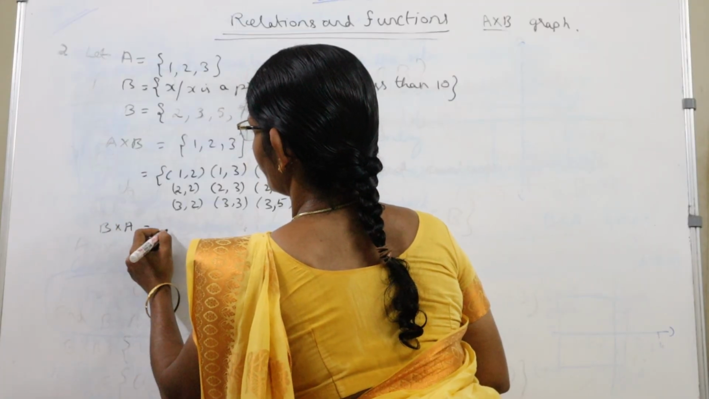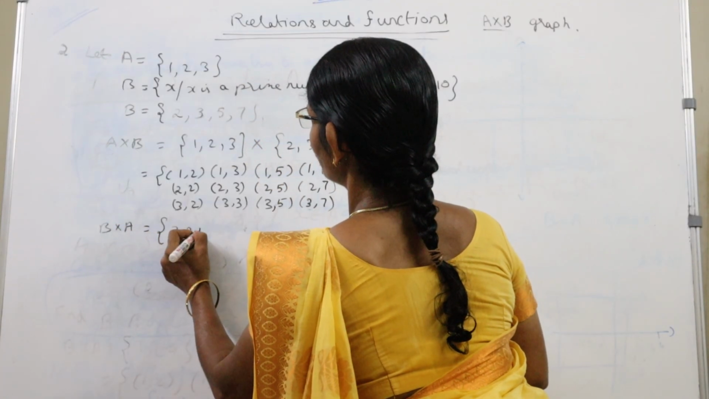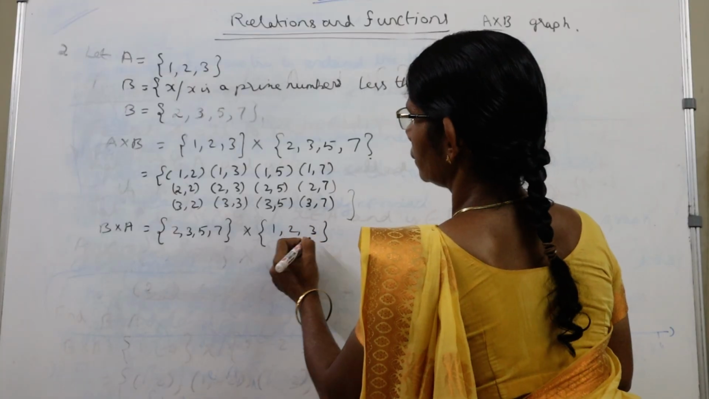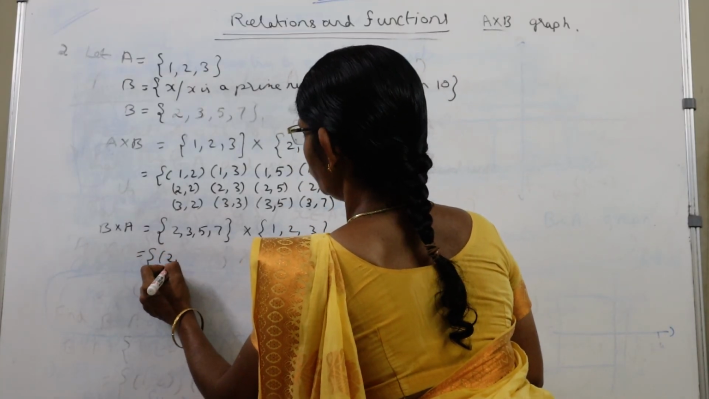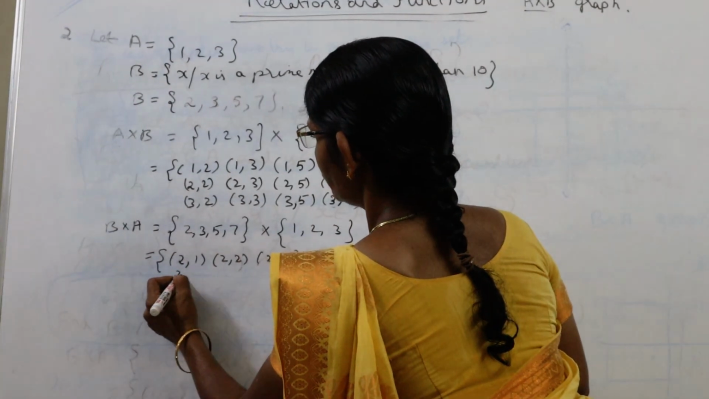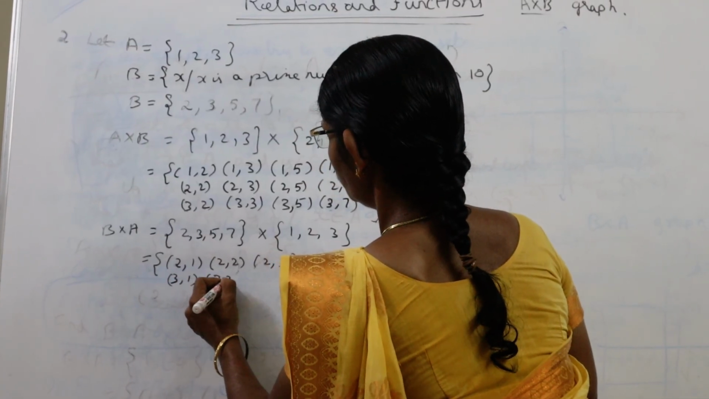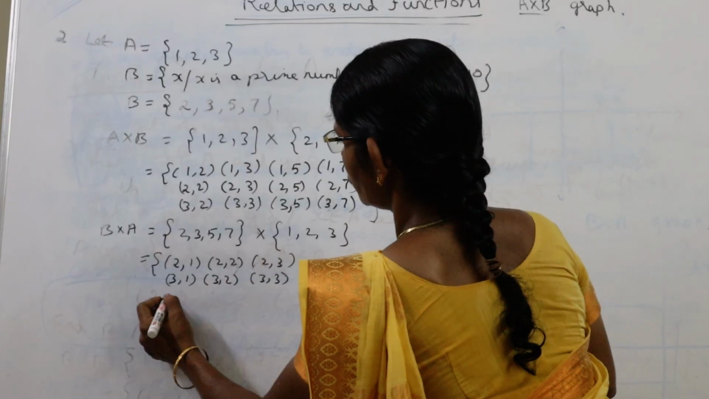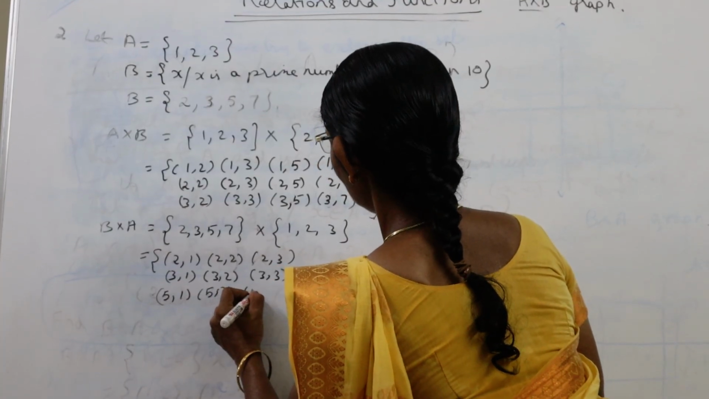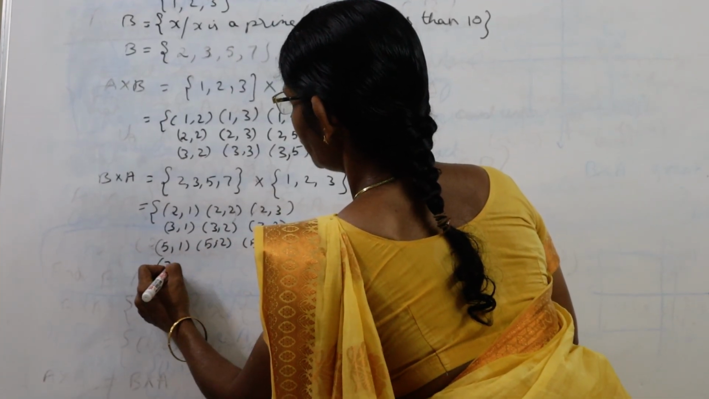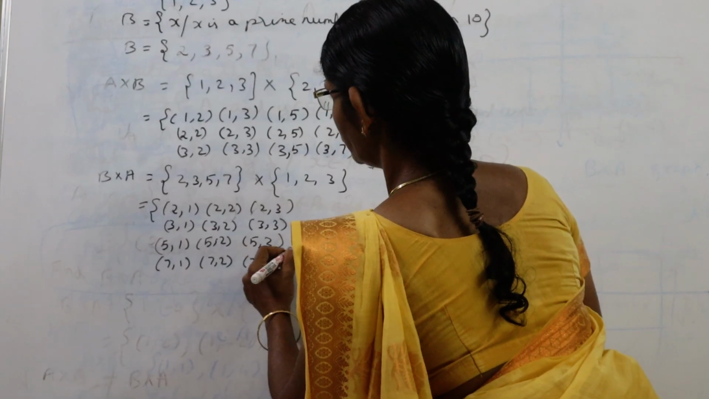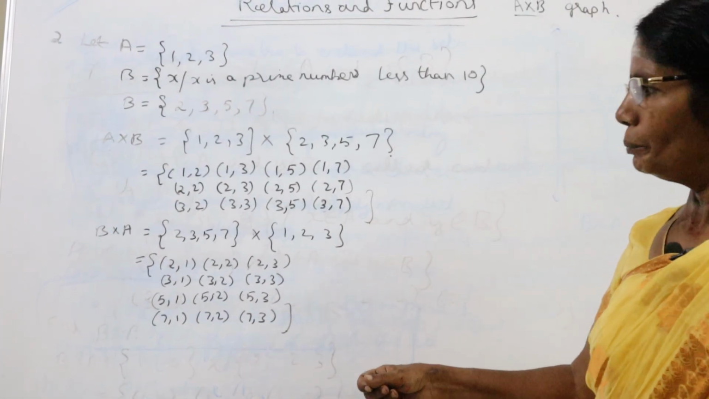Now B cross A. The set {2, 3, 5, 7} cross A, which is {1, 2, 3}: (2, 1), (2, 2), (2, 3), (3, 1), (3, 2), (3, 3), (5, 1), (5, 2), (5, 3), (7, 1), (7, 2), (7, 3). This is the answer for the cross product B cross A.